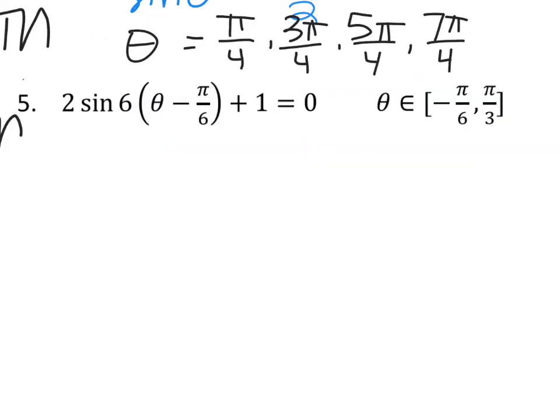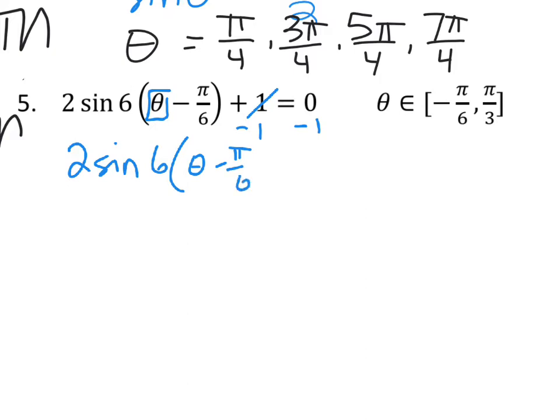Okay, number 5 is very similar to what we do when we're solving an application problem. We have to do all this stuff to get everything away from theta. So we get rid of the plus 1. So we have 2 sine of 6 times all this stuff now equals negative 1. And now we divide by 2 because that's the next thing we need to get rid of.